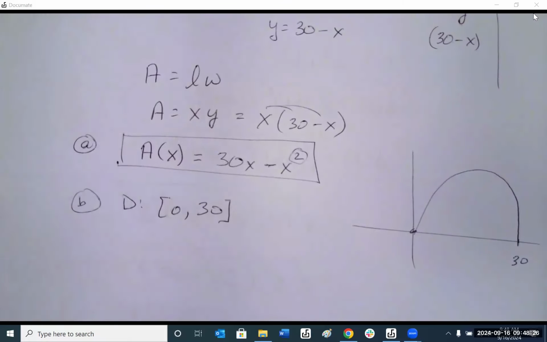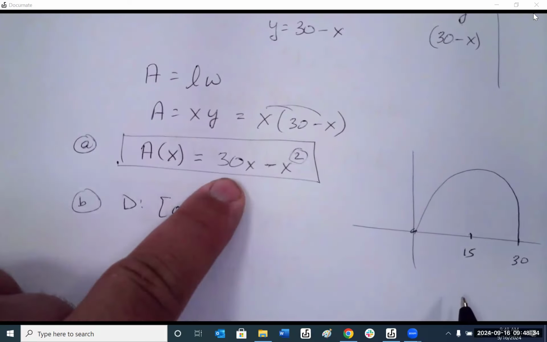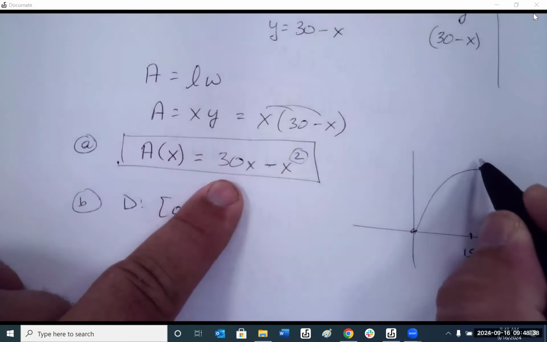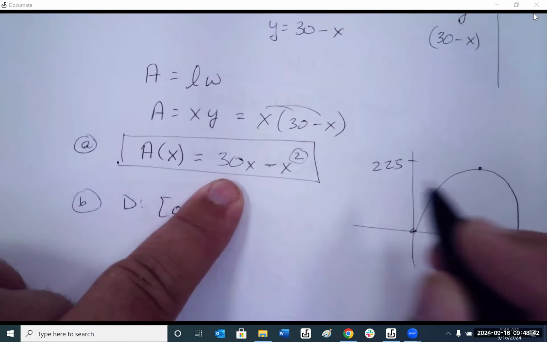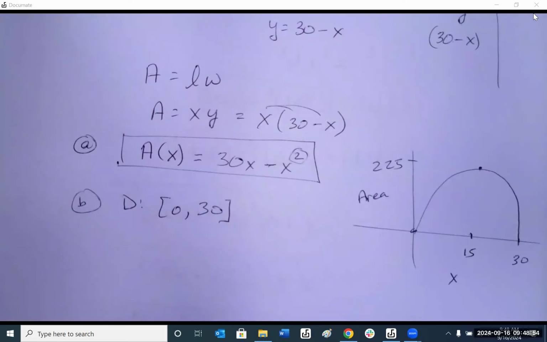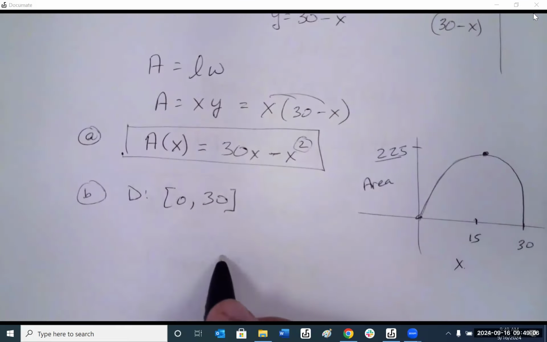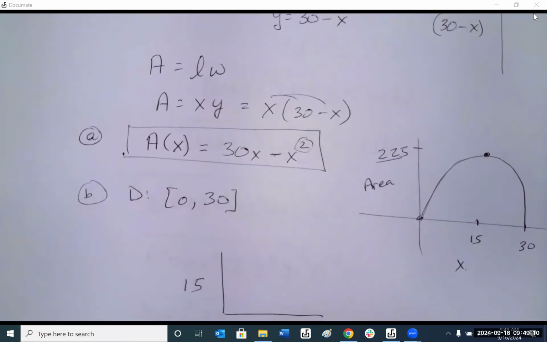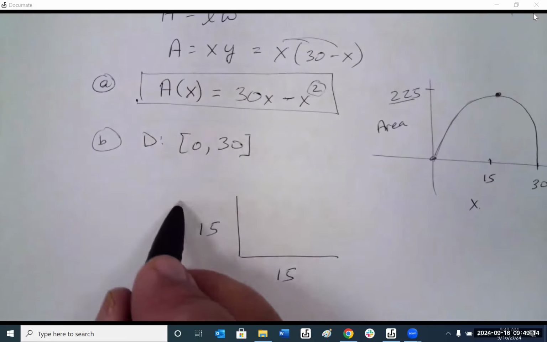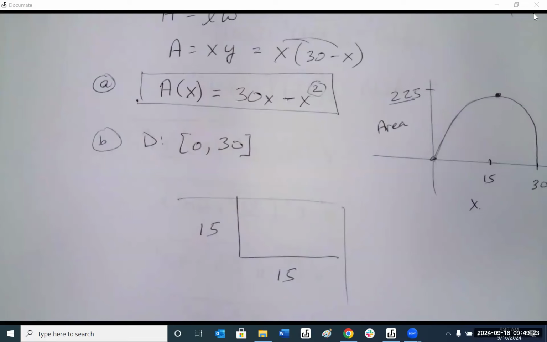Now, looking at our graph, we know the midpoint of this is 15. If we plug in 15 into our function, that'll give us our height, which is 225. This is the area. This is the x length. So to answer the question, using the graph below, determine the dimensions that maximize the area. This is the area curve. The highest area is at 225. That exists when both sides are 15 feet long. When 15 times 15 is 225, that's the highest. So that's the optimal size.